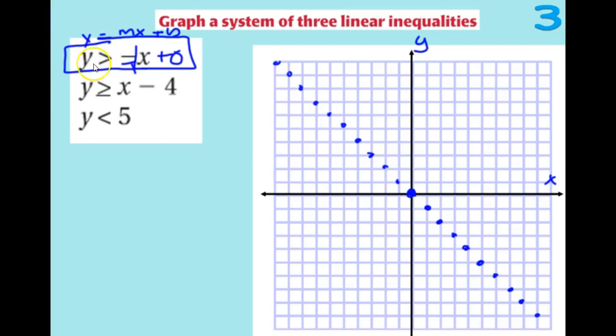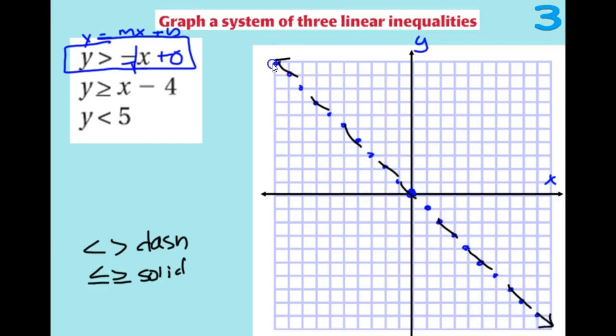This equation, or inequality, does not have the equal to, so that means it's a dashed line. Remember, these are dashed, and these are solid. So do some dashes through there. And then this does not make an L for less than. It instead makes greater than, which would be shading above.